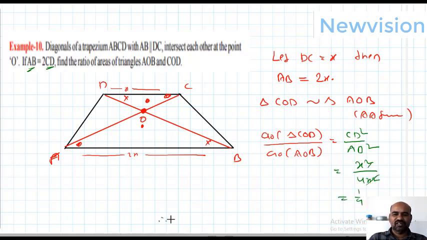What is the meaning of that? Area of triangle COD is to AOB. You want reverse. Area of triangle AOB is to area of triangle COD. Equal reverse, 4:1. This is the required one.